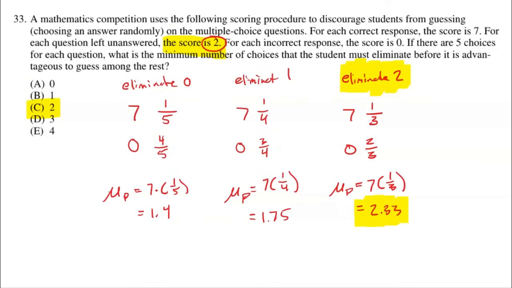If we can eliminate 2 choices, in the long run, we will expect to have 2.33 points, which is going to be greater than if we just leave it blank. So pretty good question there. Hopefully it made a lot of sense. And I didn't over-explain it or under-explain it, but that's a tough question that a lot of kids got wrong this year. So hopefully I did a good job of explaining it.